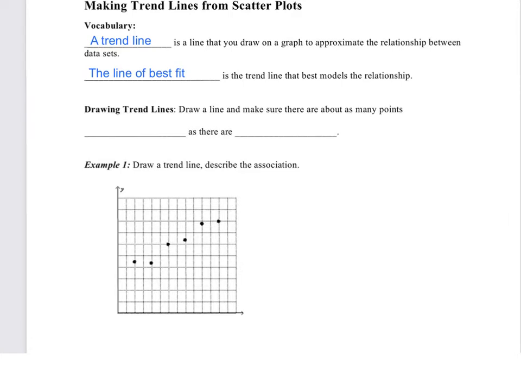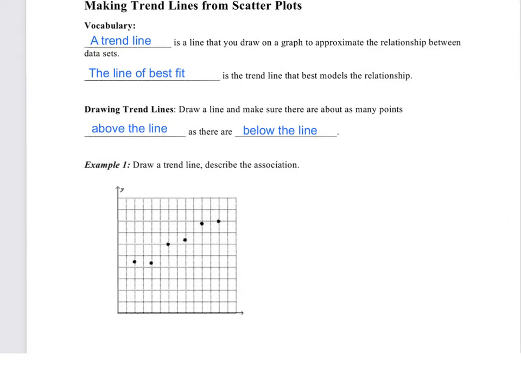Drawing trend lines. When we draw a line, we want to make sure there are about as many points above the line as there are below the line. So let's look at example 1.